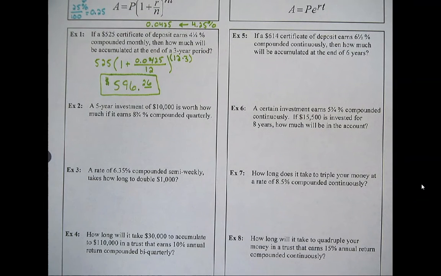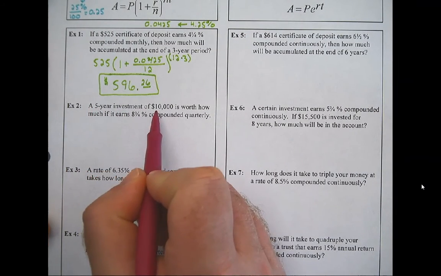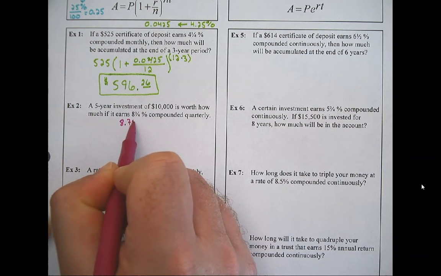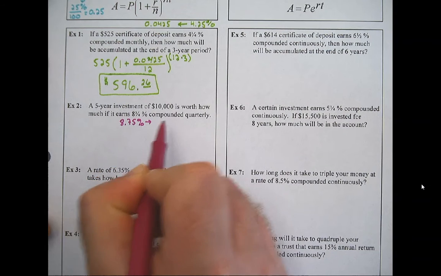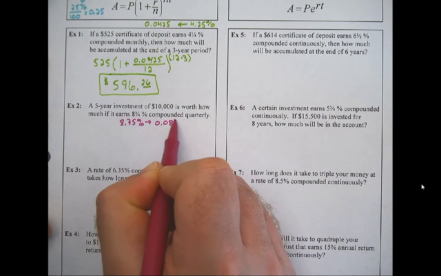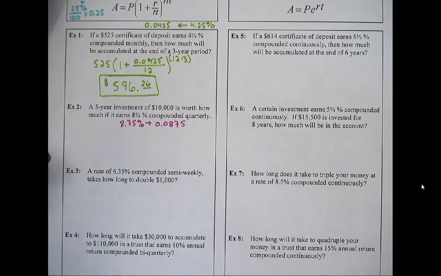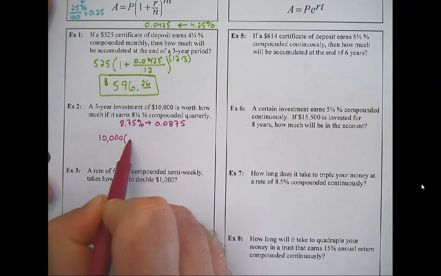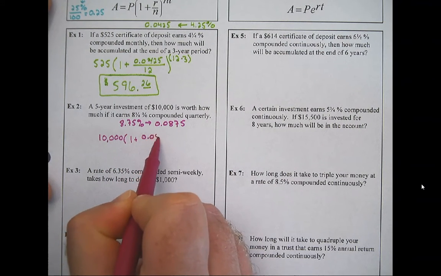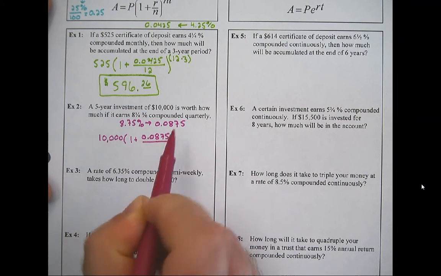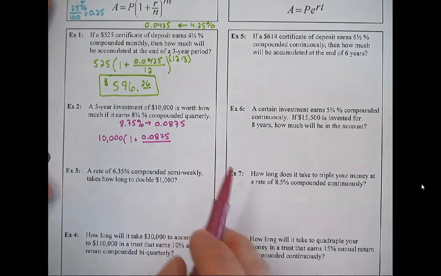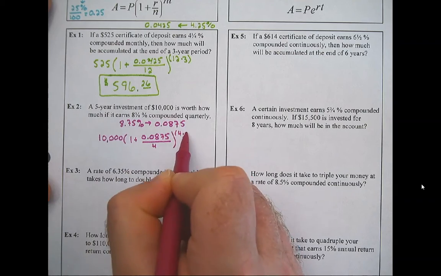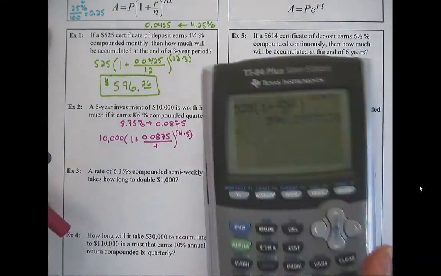All right, let's see how you did. So 5-year investment, $10,000 is worth how much if it earns 8 3/4? 8 3/4 is 8.75. Now that's a percent. I've got to move the decimal 2 times or divide by 100. Going to give you the same result. All right, so let's see. My initial amount is 10,000. 1 plus 0.0875 over compounded quarterly. Quarterly happens 4 times in a year. 4 times, and we're going for 5 years. Calc time.